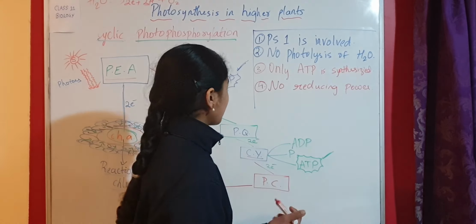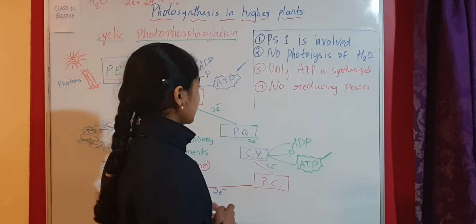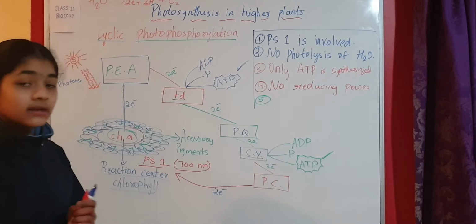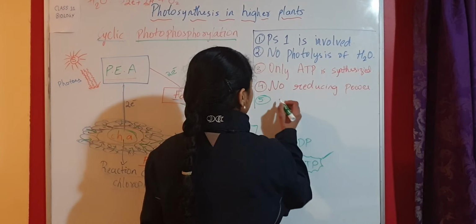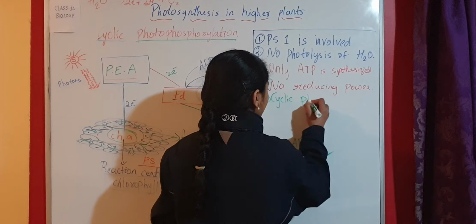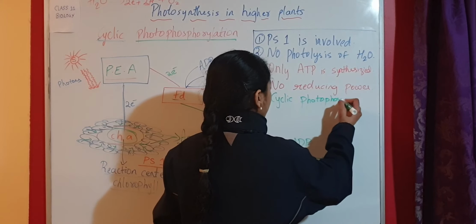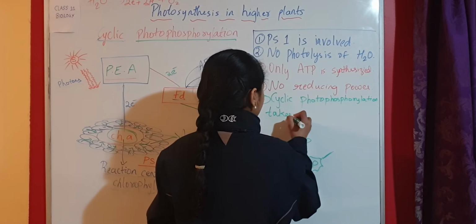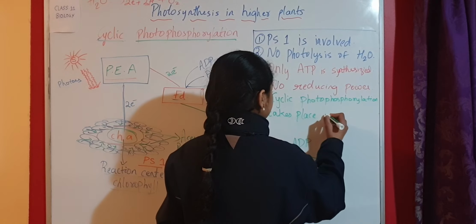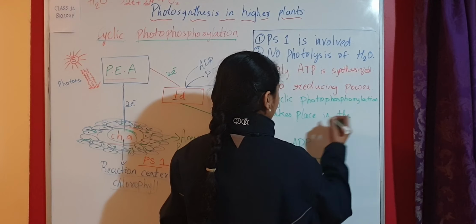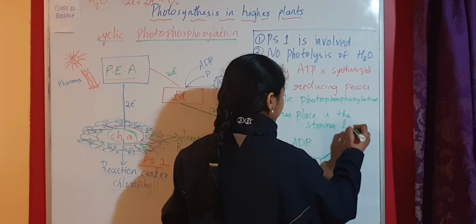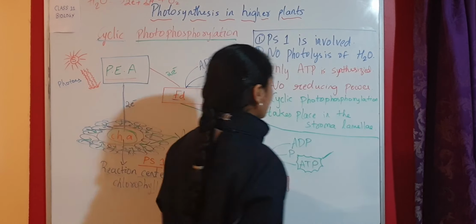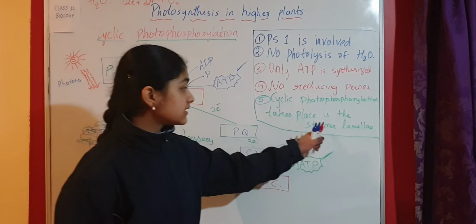Now the next thing is the location or the site where this cyclic photophosphorylation is going to take place. So cyclic photophosphorylation takes place in the stroma lamella. Now, cyclic pathway takes place in the stroma lamella.